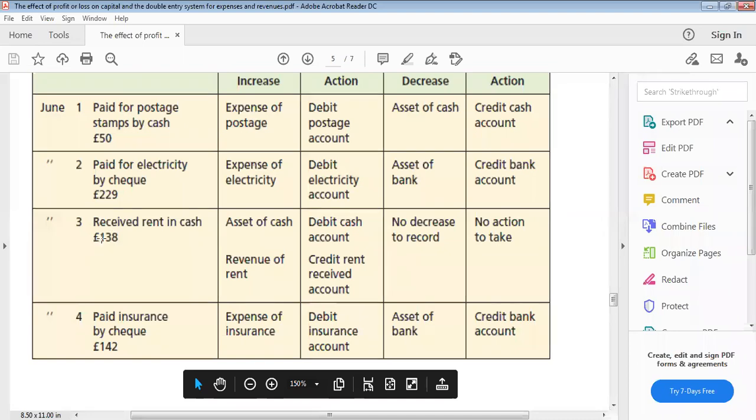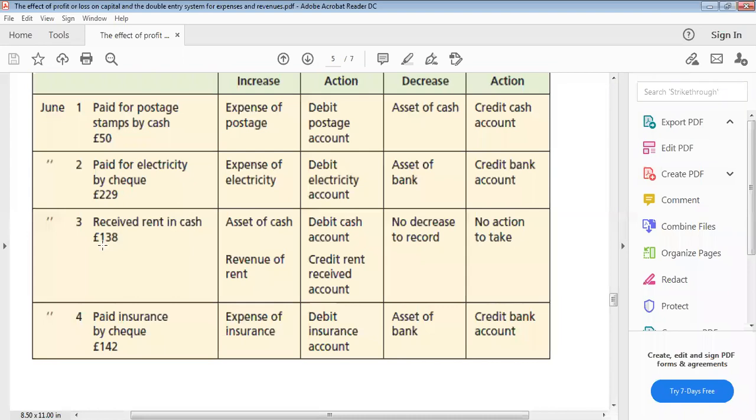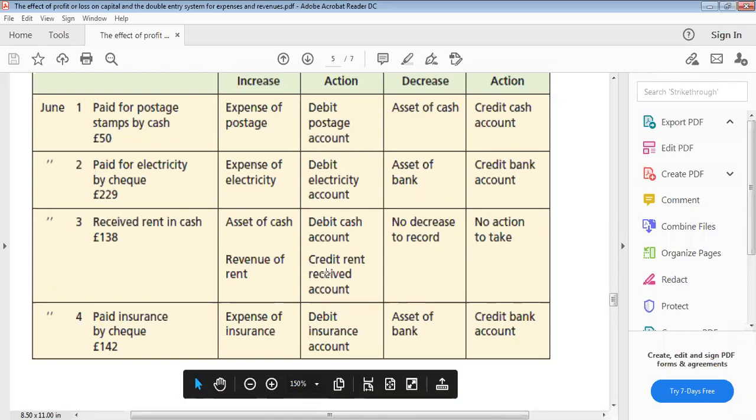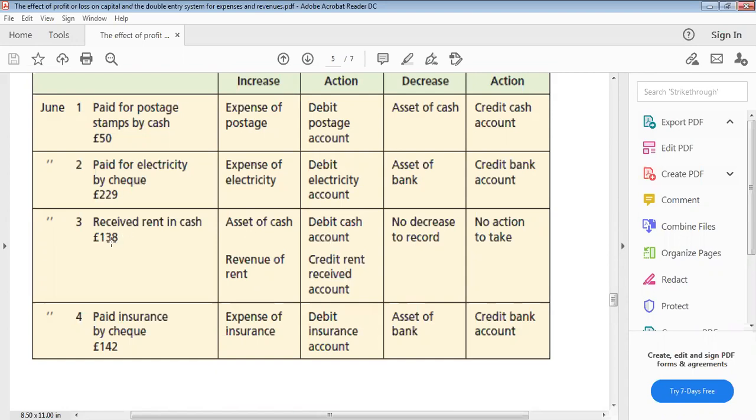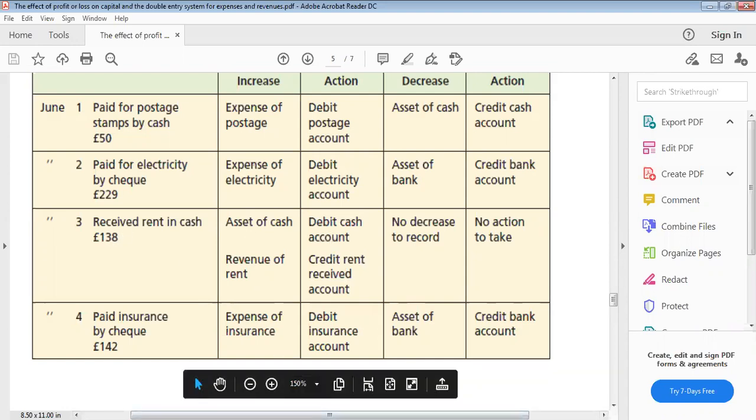And the third transaction now: receive rent in cash, 138. So this is a different story. The asset of cash is increasing, so you debit the cash account. And the revenue for rent is increasing as well. However, revenues have a credit balance, so it is a credit entry for revenue. So credit the rent received account. All right, and the amount is 138. Good. Let's look at it now.